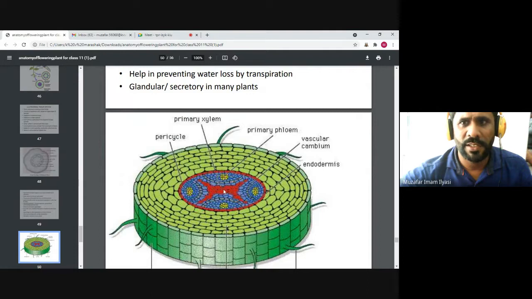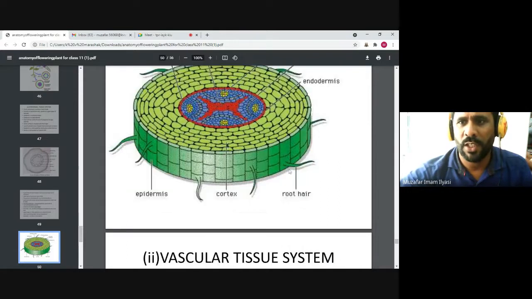This is clear: the red colored structure is primary xylem, and just this yellowish one is primary phloem, and this structure is vascular cambium. The entire circle, from where we can see this one, is the endodermis, and this outgrowth is the root hairs. This structure in between endodermis and epidermis is the cortex.